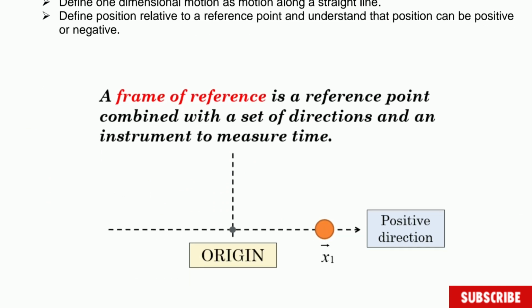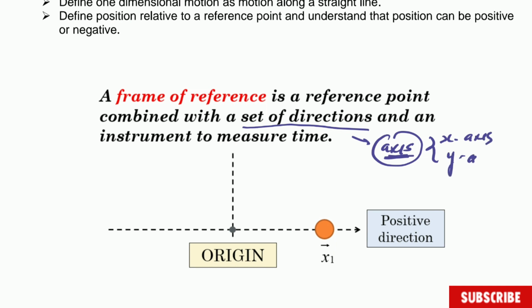Now, a reference frame is a reference point combined with a set of directions. When we say set of directions, we are referring to the axes. In this case, remember we have the x-axis and the y-axis. Those are the two axes we have. For instance, if we say this one is the reference point, the point of reference, let's write it here.